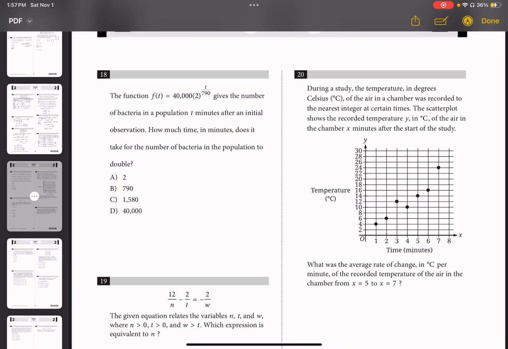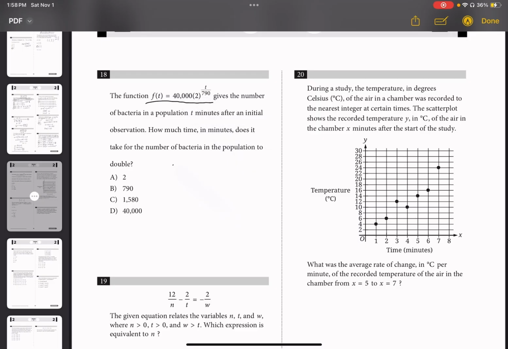The function f of t is equal to 40,000 times 2 to the t over 790. It gives the number of bacteria in a population t minutes after an initial observation. How much time in minutes does it take for the number of bacteria in the population to double? So looking at this equation, we know that the population is going to double when we have 40,000 times 2.